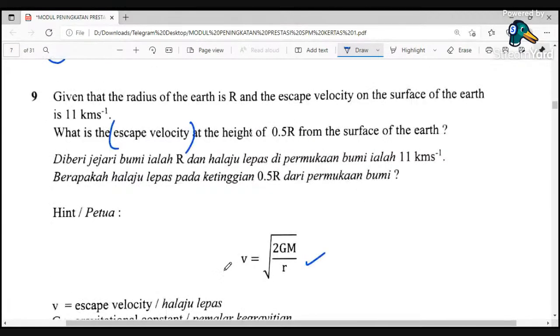Formula. What is escape velocity at height 0.5 r? The Earth, let's say there's a satellite launched at a certain point. This is height 0.5 r. This is radius of Earth. The Earth should be larger, otherwise you'll get confused.